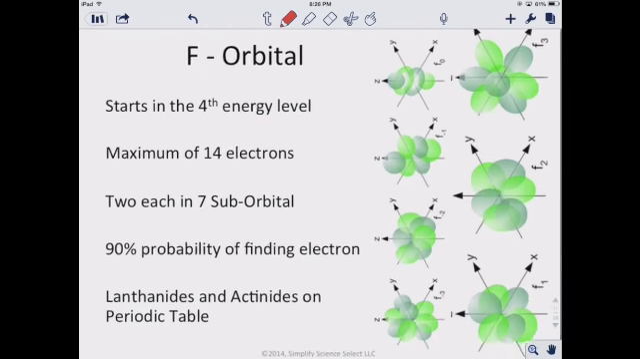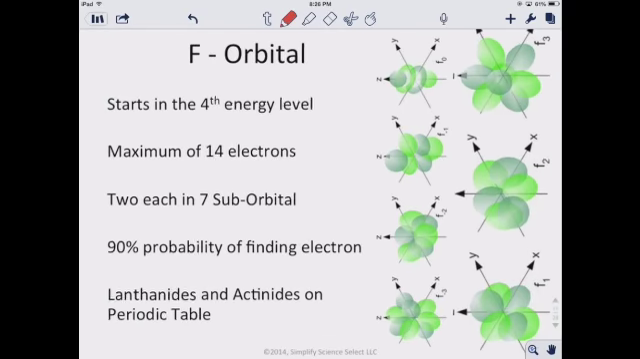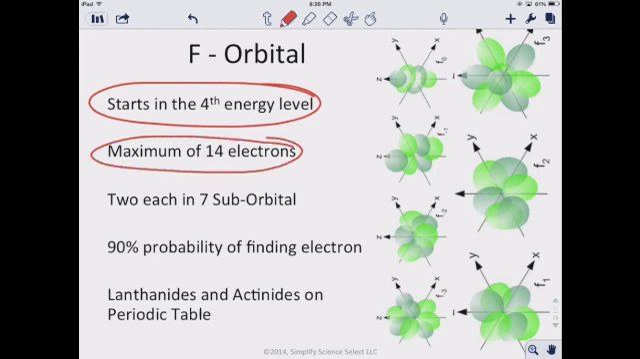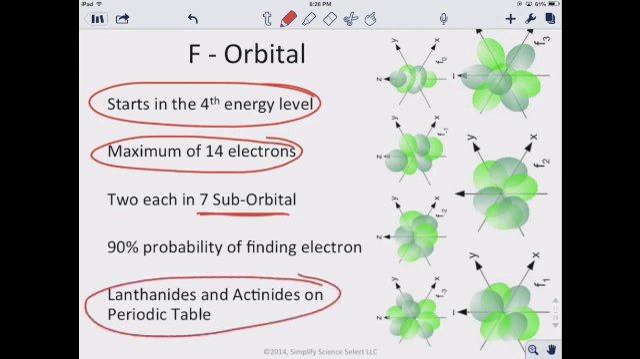And then lastly, the last orbital that we have is the f orbital. It starts at the 4th energy level and has a maximum of 14 electrons, 2 each in the 7 suborbitals. So the f orbital has 7 suborbitals, and it's a 90% probability to find the electron. It's the lanthanide and actinide series on the periodic table.